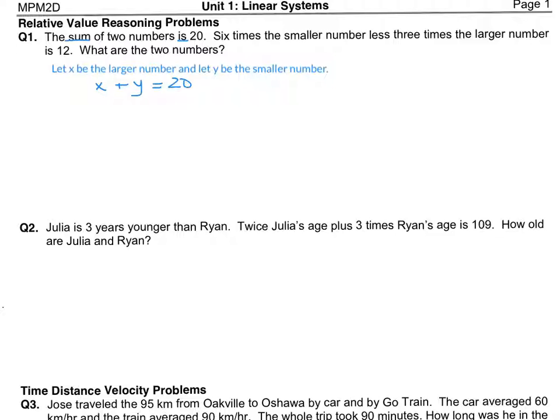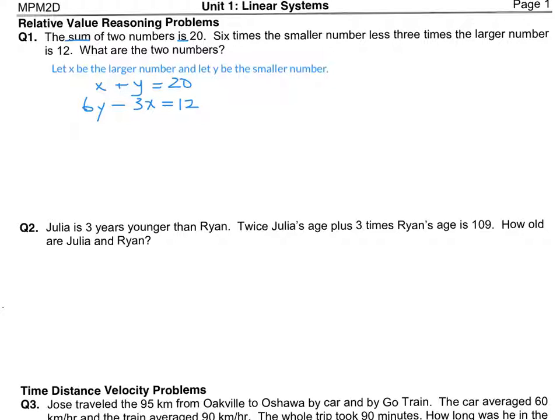My second equation says 6 times the smaller number. The smaller number I said was y, so I want 6 times y, 6 times the smaller number, less 3 times the larger number. So less, take away 3 times the larger number, which is x, is, that's the equals, 12. What are the two numbers?